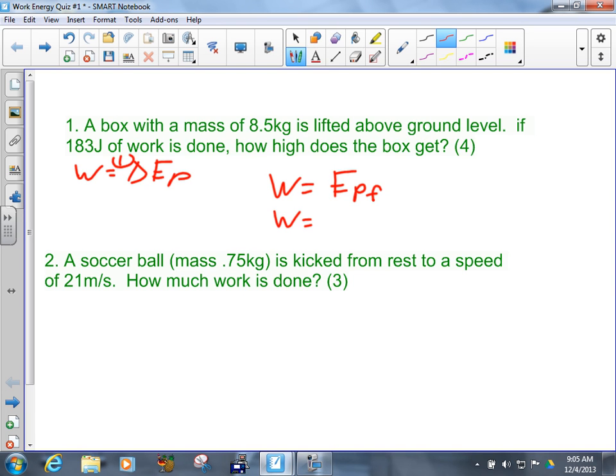That work is equal to m times g times h. And we have to manipulate for h, because that's what we're being asked to find. So hf is going to equal the potential energy, or the work, we'll say work because that's what the question has, over mass times gravity. Give them a mark if they got to that point.